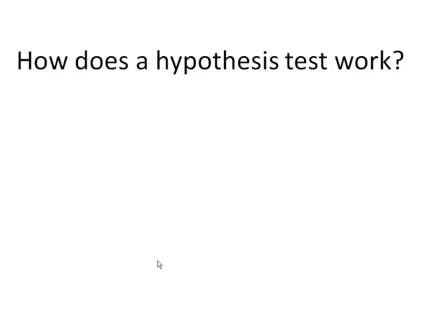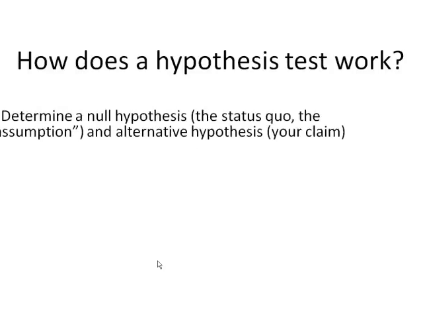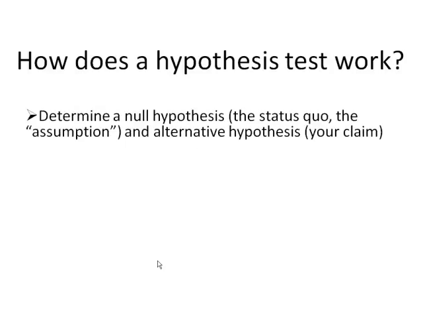So how does a hypothesis test work? The first thing we need to do is determine a null hypothesis and an alternative hypothesis. I'm going to use the example of the temperatures. The null hypothesis is the status quo, or what we've always assumed to be true, and that's that the temperature is 98.6. When we do our hypothesis tests, the null hypothesis will always include an equal sign. So in this case, for example, the mean equals 98.6.